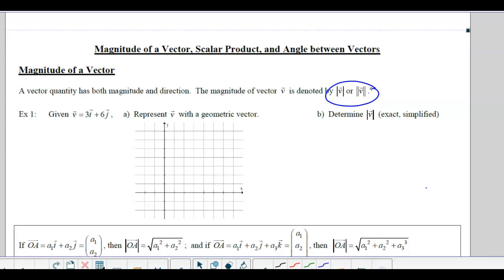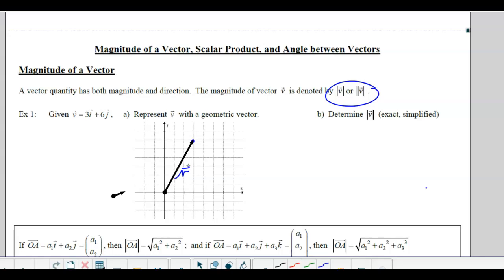That's my trick. In any case, we are doing 3i and 6j. So there's vector v. Okay, so that's a geometric vector because I graphed it.